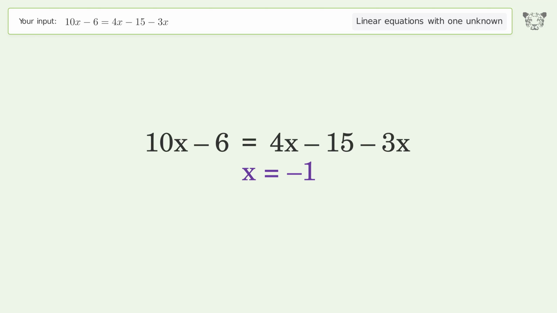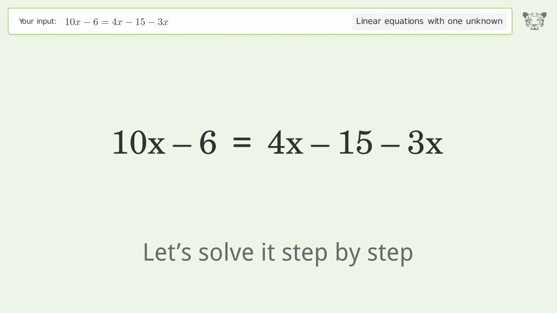You ask Tiger to solve. This deals with linear equations with one unknown. The final result is x equals negative 1. Let's solve it step by step.